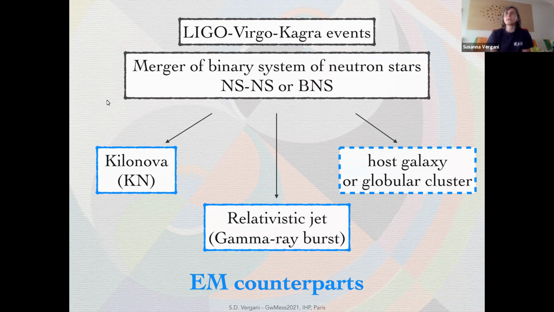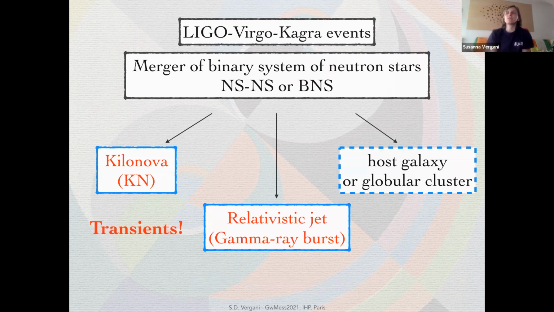So what are the electromagnetic counterparts that I expect from a merger of the binary neutron star system? I have different kinds of counterparts. So one of them is the kilonova. Then I have what is called the relativistic jet that we think is associated to what we know as a short gamma ray burst. And then I have another electromagnetic counterpart that is not really the counterpart of the gravitational wave event itself, but is the electromagnetic hosting object of the merger. So that can be a galaxy or a globular cluster.